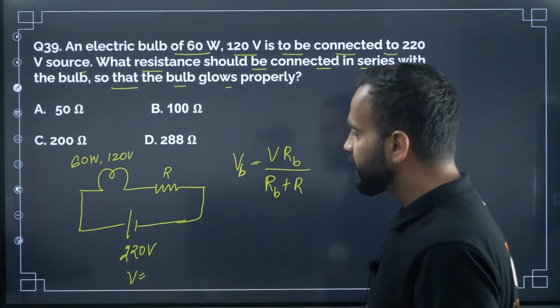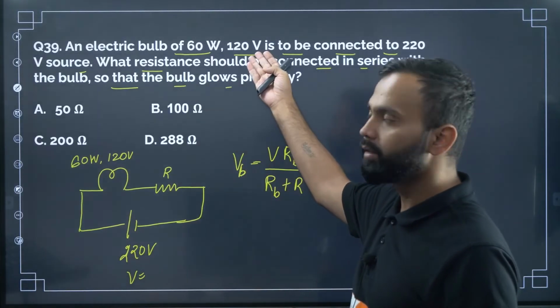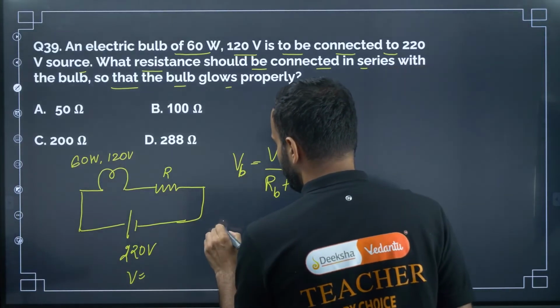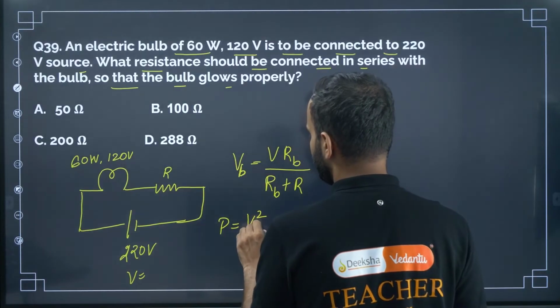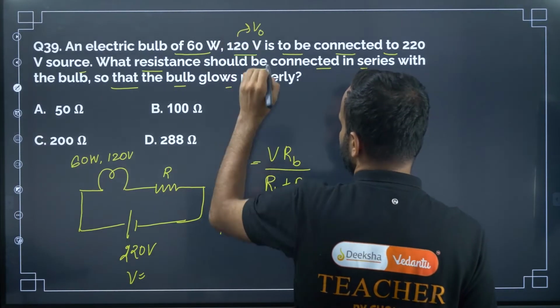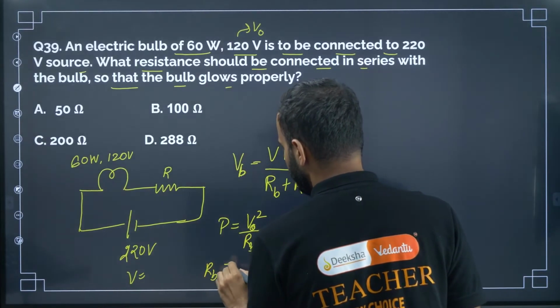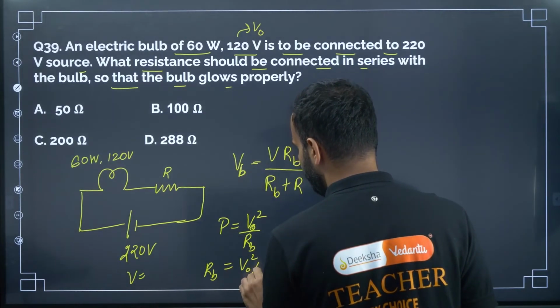Okay, so what is the value of RB? RB we need to find, right? Power and voltage rated values are given, right? So we know that power P is equal to VO square divided by RB. So now RB is equal to VO square divided by P.